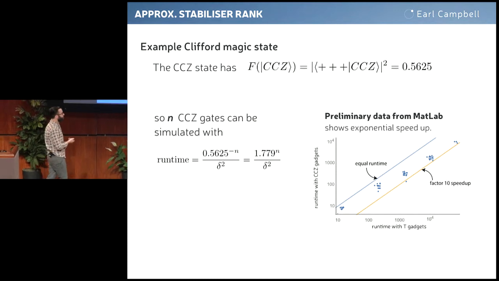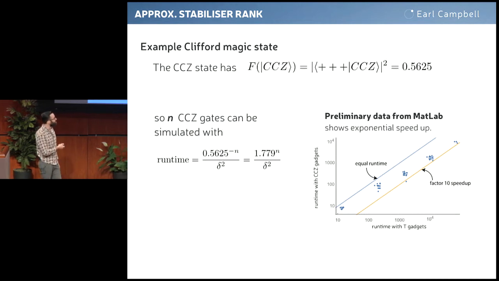So on the right-hand side here, I have some preliminary data from MATLAB. So we believe that we could probably get to larger scales than what we've done so far. And it's a runtime against runtime plot, which I guess is quite unusual. But what we're trying to illustrate here is the advantage of using the CCZ gadgets versus the T gadgets with all other features of the code held constant.